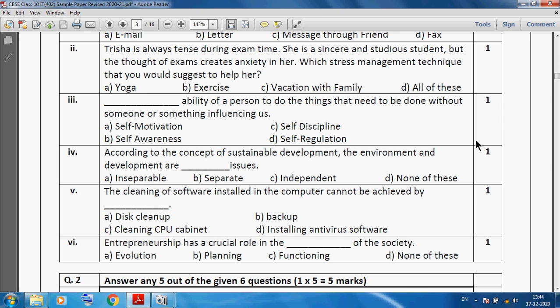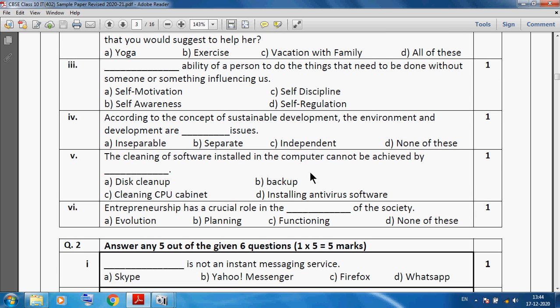Okay, 1 mark question. This is our ICT skills question. The cleaning of software installed in the computer cannot be achieved by: disk cleanup, backup, cleaning CPU cabinet, installing antivirus software. So you will select the proper answer for this. Entrepreneur has a crucial role in the society: evolution, planning, functioning. So you will select the correct answer: evolution, planning, and none of these. I will discuss the answers later, but here I am giving the structure of our examination paper.